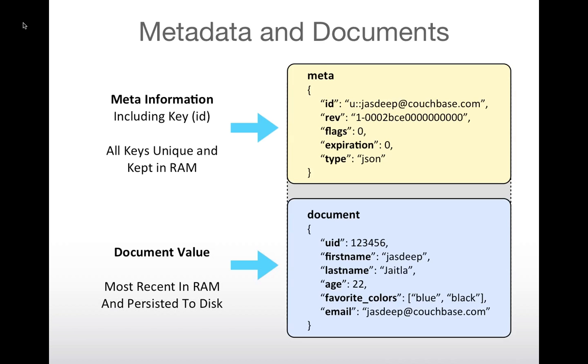And then there's also the document value, the JSON itself, or the other data, if it's an integer or number or string or binary, is the document value itself. And those are kept in RAM as well, just like in Memcached, as much as possible, given your allocation of RAM.